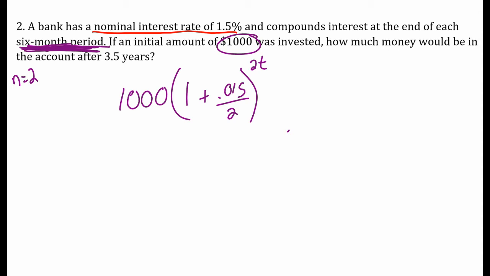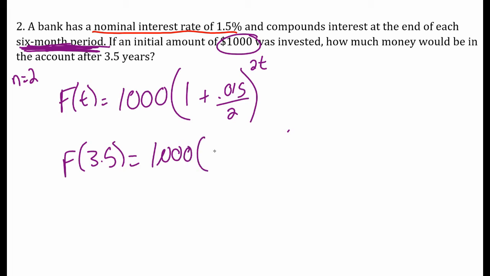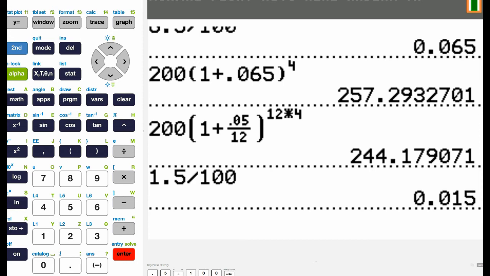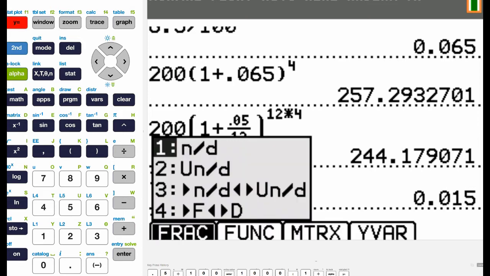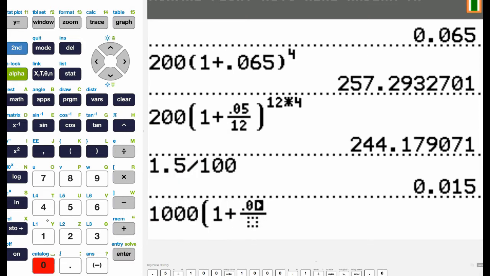So after 3.5 years, let's call that f of t, we want to find f of 3.5. We want to find the future value of this account 3.5 years from now. 2 times 3.5 is 7. So I just go and type this in. 1,000 times 1 plus. I'm going to use a fraction template. Doesn't matter if you do or don't. Just hit division otherwise. Divided by 2.